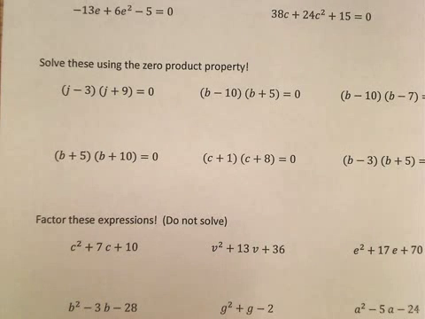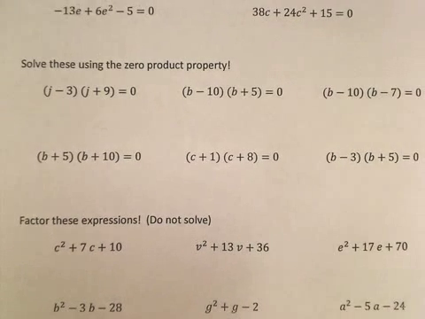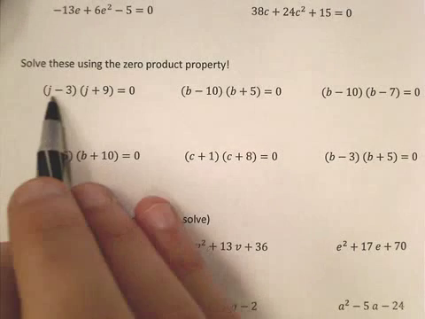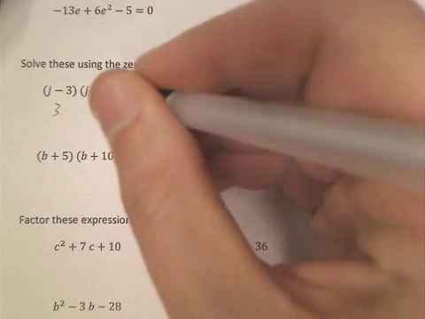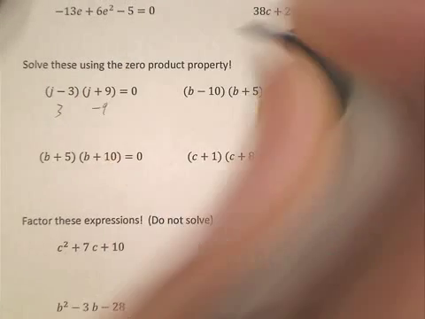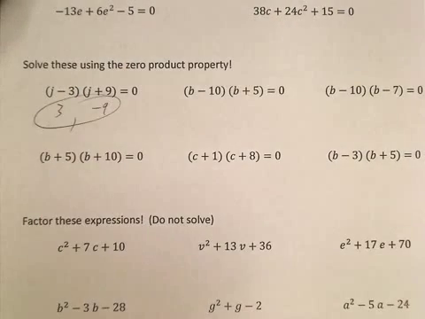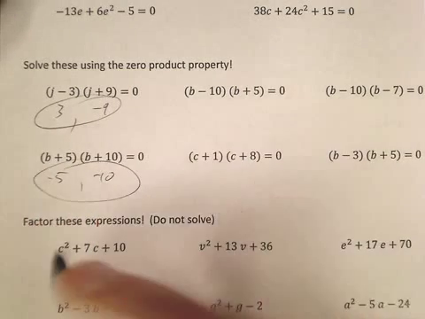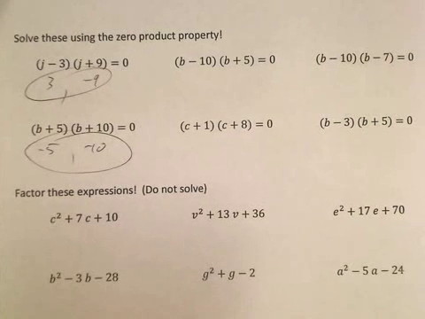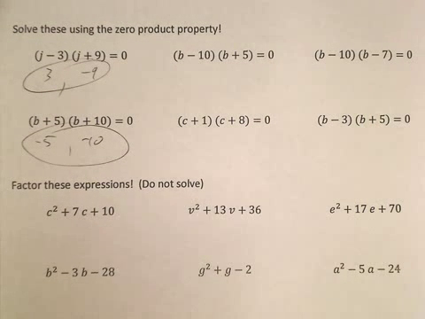All right, this next part here, using the zero product property, well, it's just the opposites. Remember, we had j minus 3 equals 0, and then you added 3 to get rid of it. So your answers are 3, and the opposite of plus 9 is minus 9. So your answers are 3 and negative 9, negative 5 and negative 10, and so on and so forth. You should be able to finish off this section in 25 seconds. Go ahead and do that.